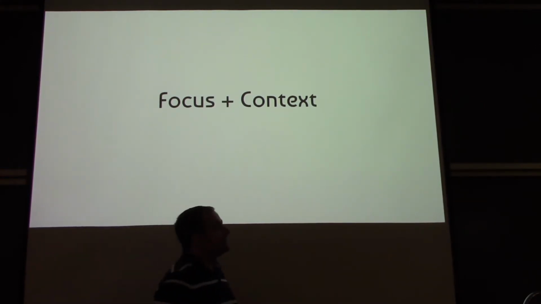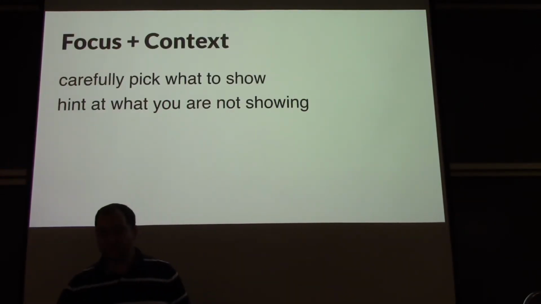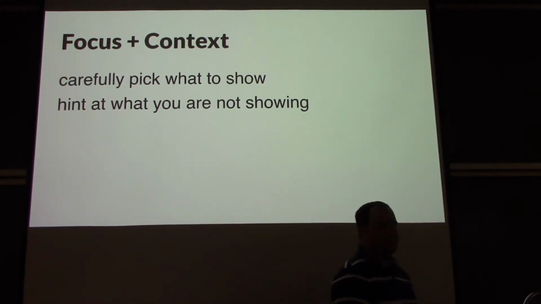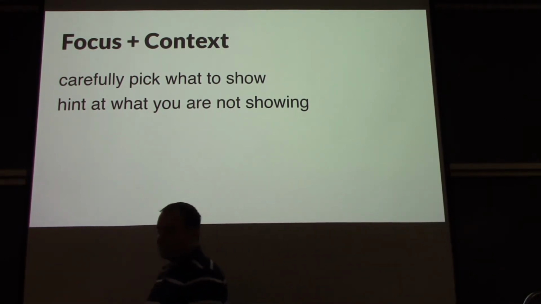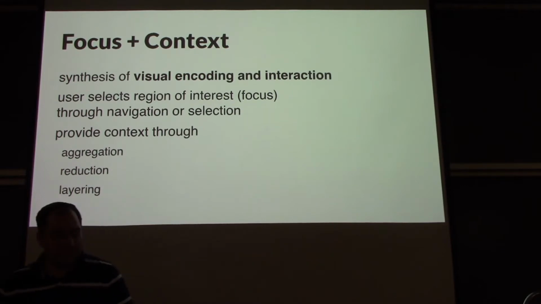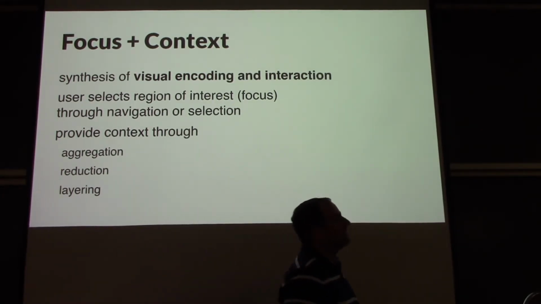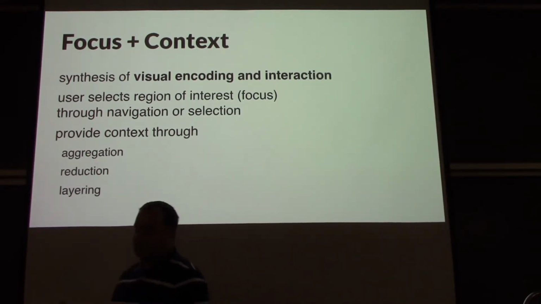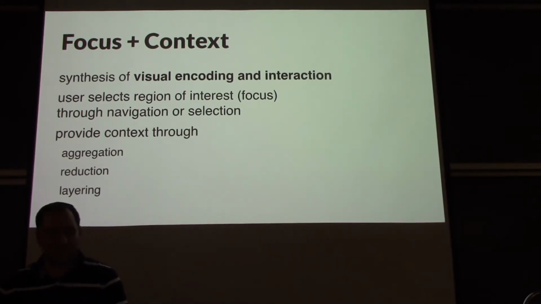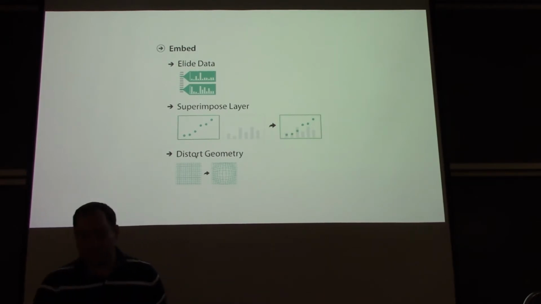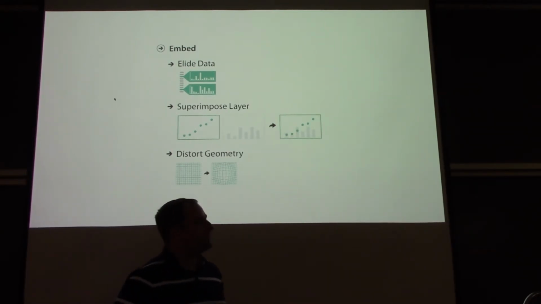A related technique is focus and context. In focus and context, we usually have an analysis focus where we carefully pick what to show and then hint at everything else that we are not showing. This is a kind of synthesis of visual encoding and interaction, where the user first selects a region of interest, which is then the focus, through either navigation or selection, and then we provide context through aggregation, reduction, or layering. And so this is what these different focus and context methods are.